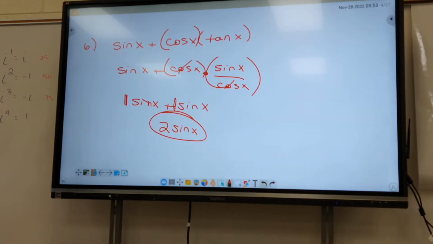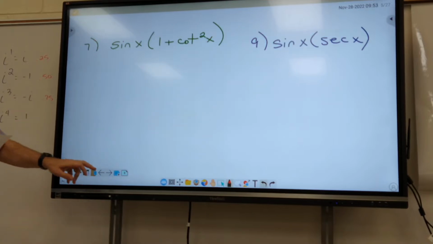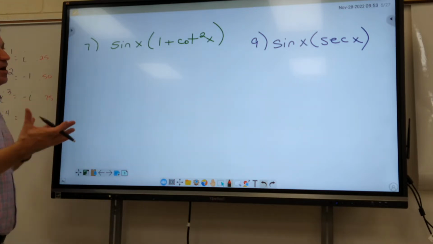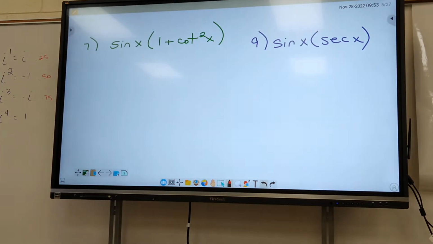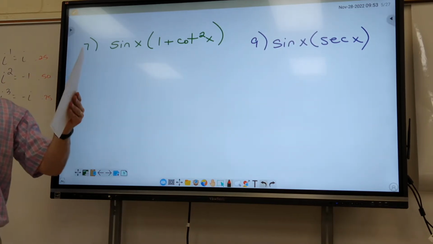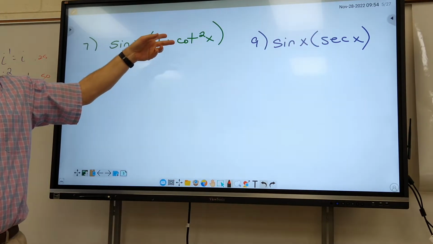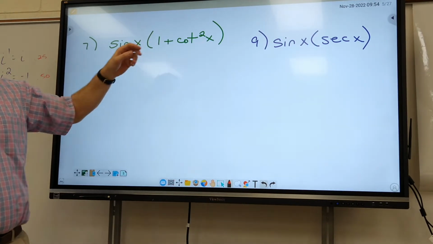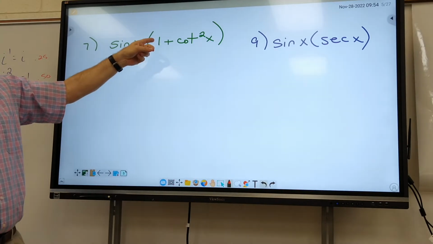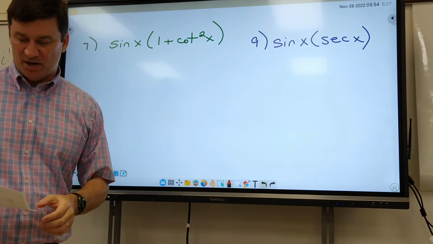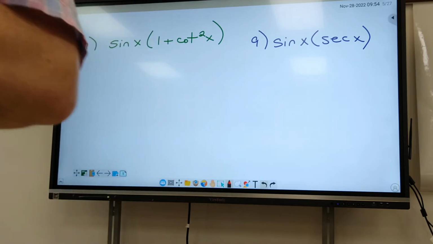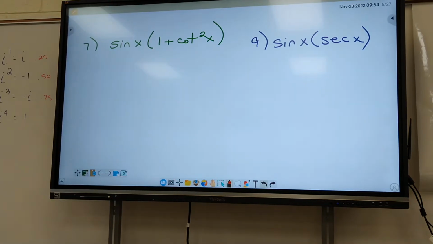All right, so 6. 7 looks pretty easy. Let's check 7. All right, so when you look at a problem, what's the first thing you're looking for? You're looking to see, can I swap out anything with one of these formulas on my sheet? So I'm thinking this is a good candidate right here for us to swap something out. So Hannah, check your formula sheet. Look and see if you can find 1 plus cotangent squared anywhere. Right there.